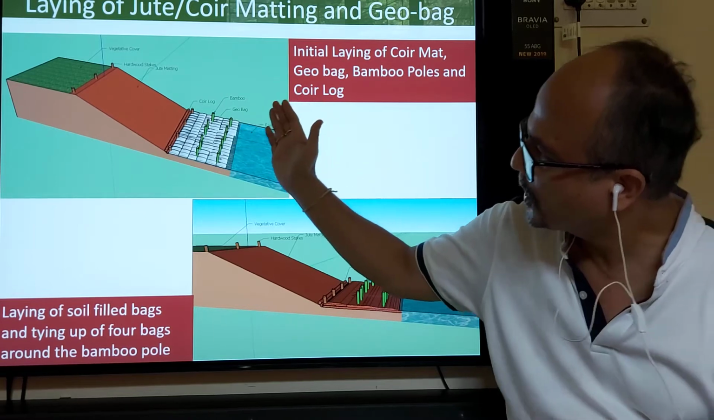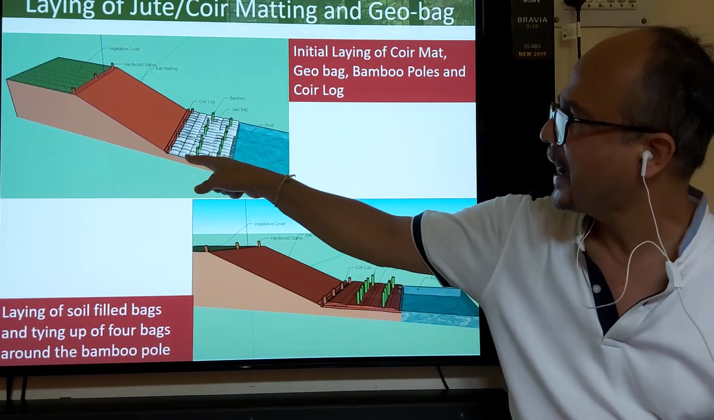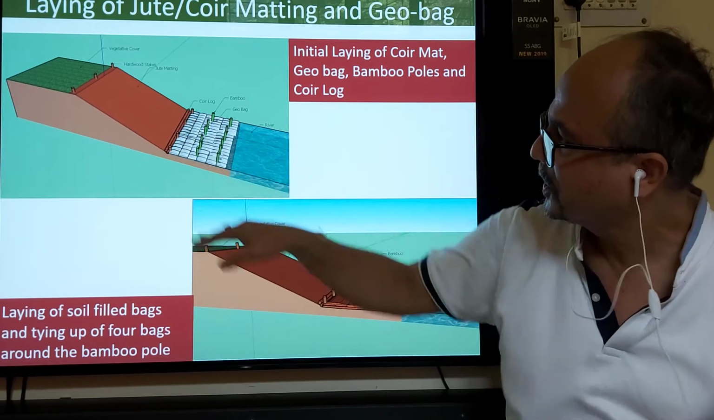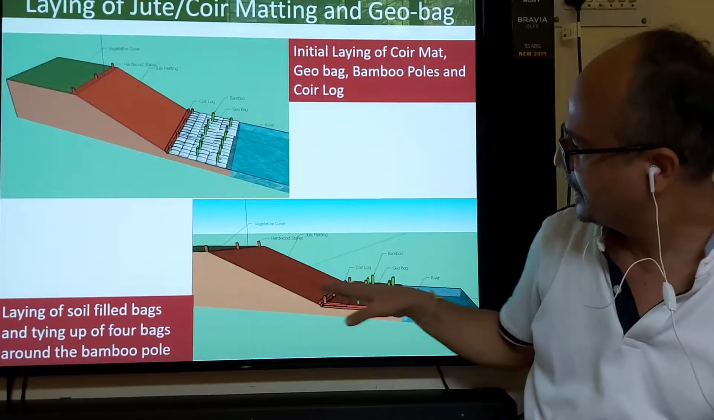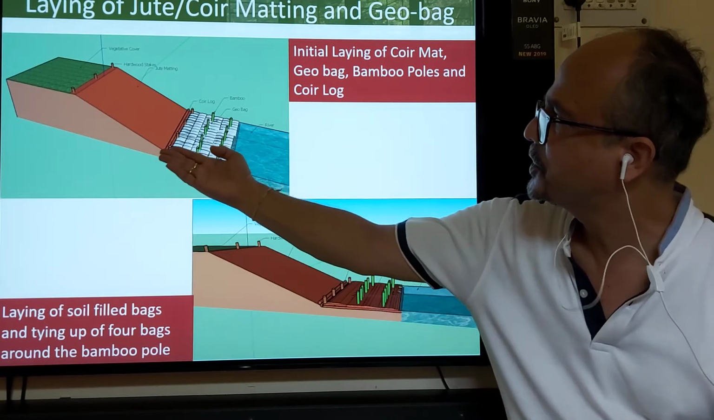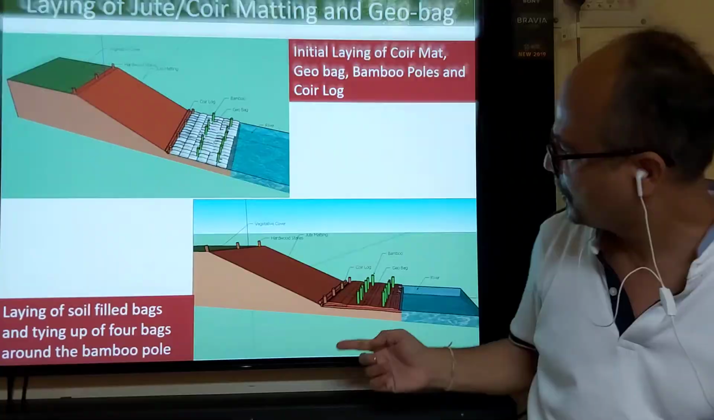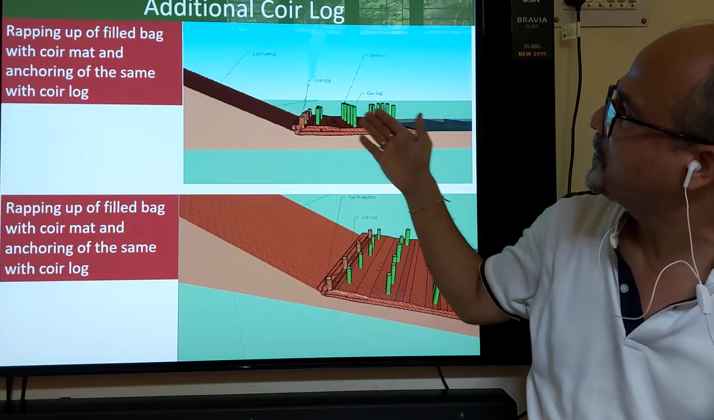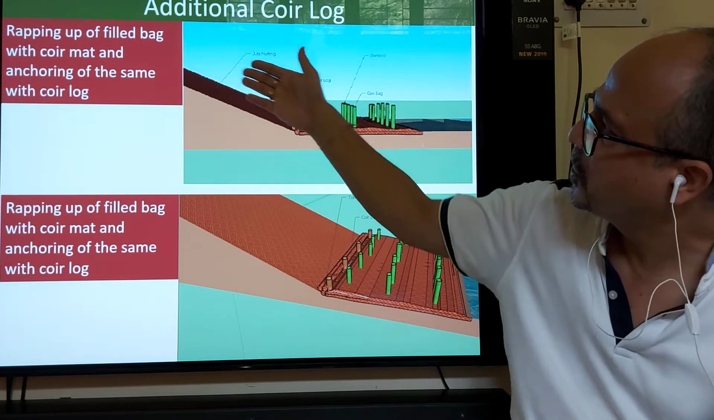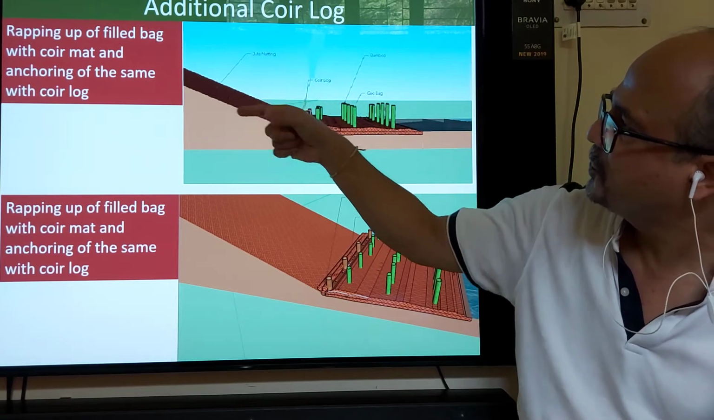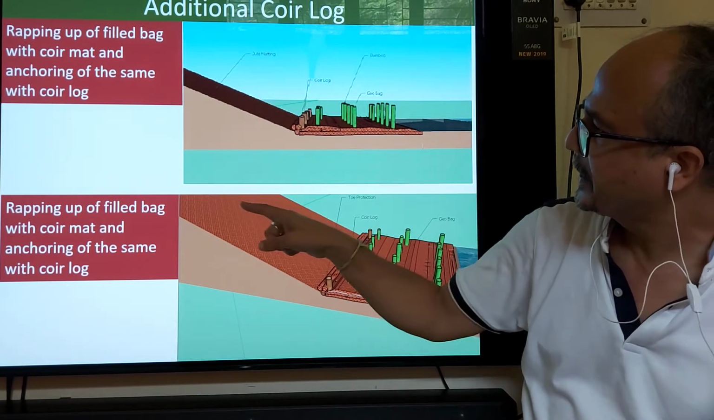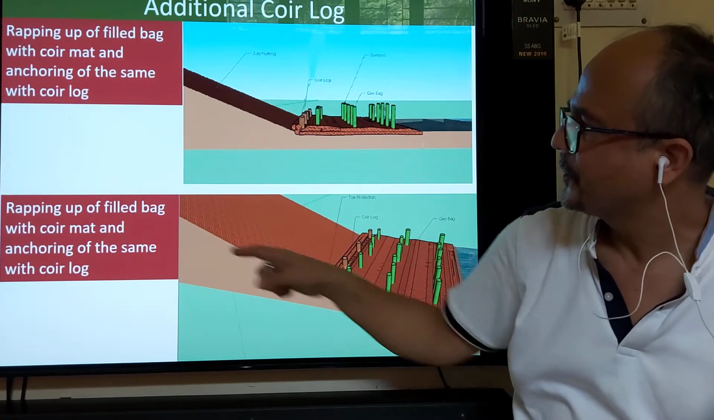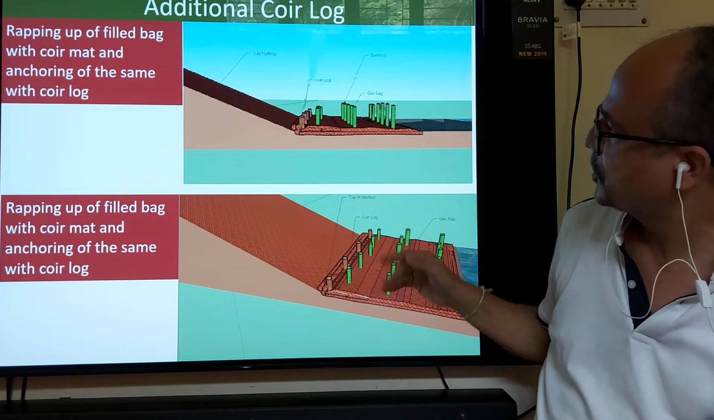So it works as a wave breaker, and the apron is maintained, so the bottom cannot be eroded and these things cannot collapse. After this, the mat is again taken around and wrapped like this. Then this is the final stage. We can see the wrapping up of the filled geobag and the coir net, with anchorage of the same with the coir log. Then wrapping up of the filled bag with coir mat and anchorage with the coir log, the same thing of course, but shown in a different view.